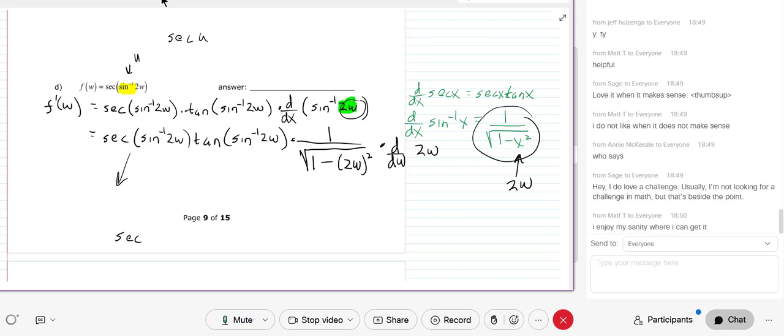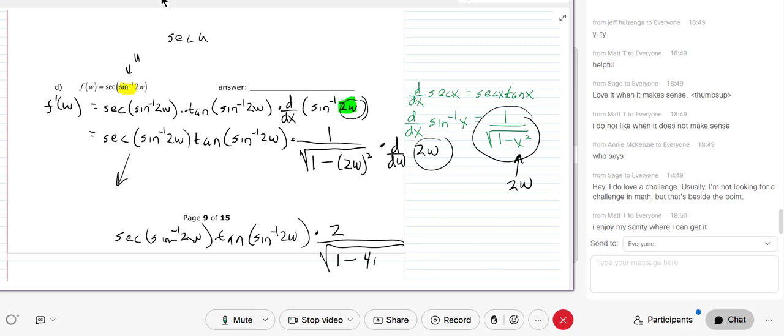So what you would have as your final answer is the secant of inverse sine 2w, and then tangent of inverse sine 2w. The derivative of 2w is 2, so we'd have times 2 all over the square root of 1 minus, and you could leave that alone, or you could change that to 4w squared. That is your derivative right there. That's one way to write it. You could also put it, of course, in one fraction.